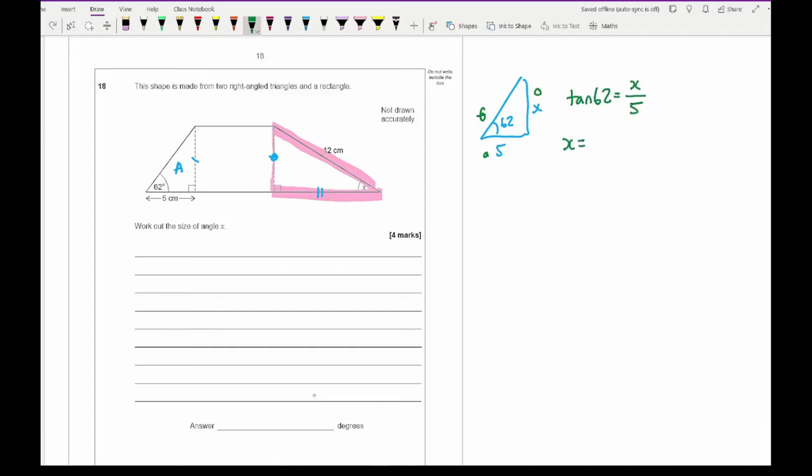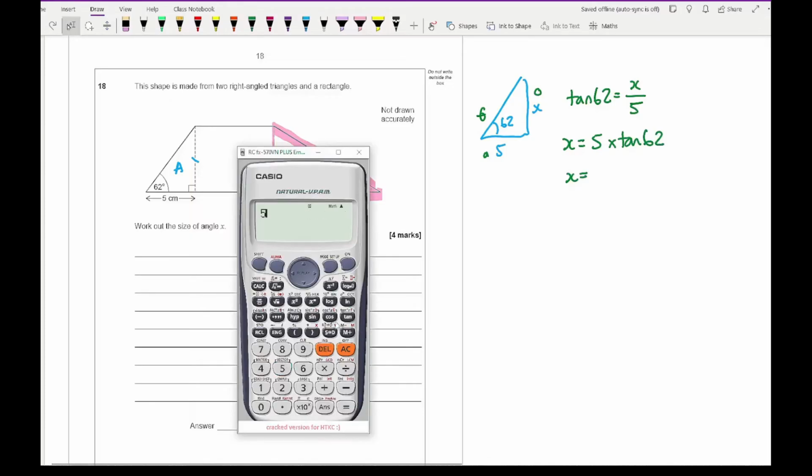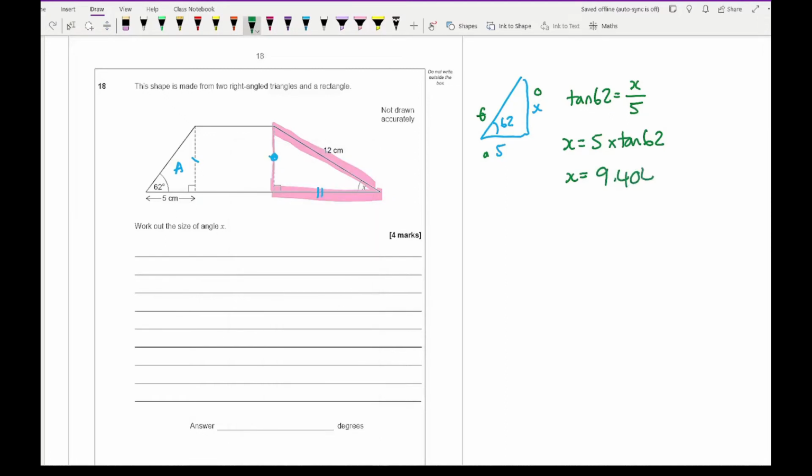So X equals 5 times tan 62, which if you want to work out, you can do. So let's just quickly work that out. So we've got 5 tan 62 equals, and we've got 9.404, and that's to 3 decimal places. Now, if this length here then is 9.404, we can then work out what angle X is going to be.